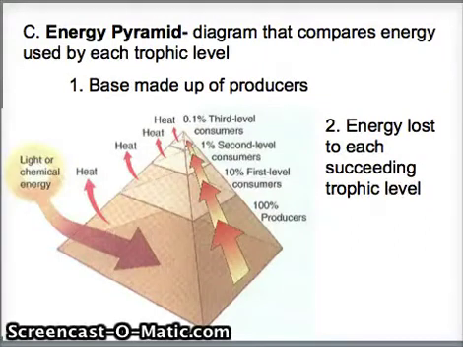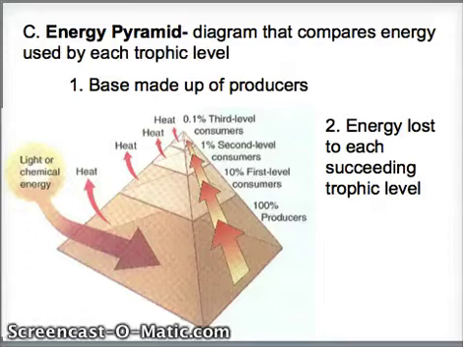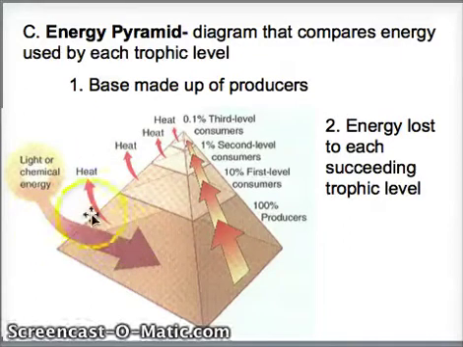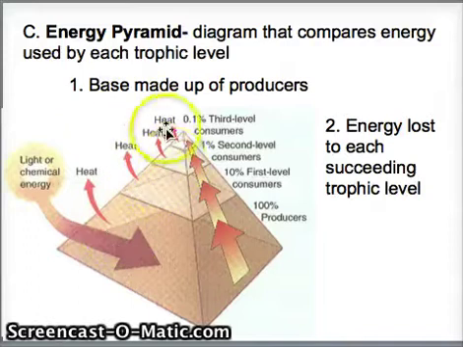So an energy pyramid is a diagram that compares energy that is used by each trophic level. Again, the base is made up of producers, and the energy is lost to each succeeding trophic level. So I just showed you 100% to 10% to 1%, but this will continue on. Now, the reason why you lose so much of this is again because of waste and energy lost as heat to the environment.